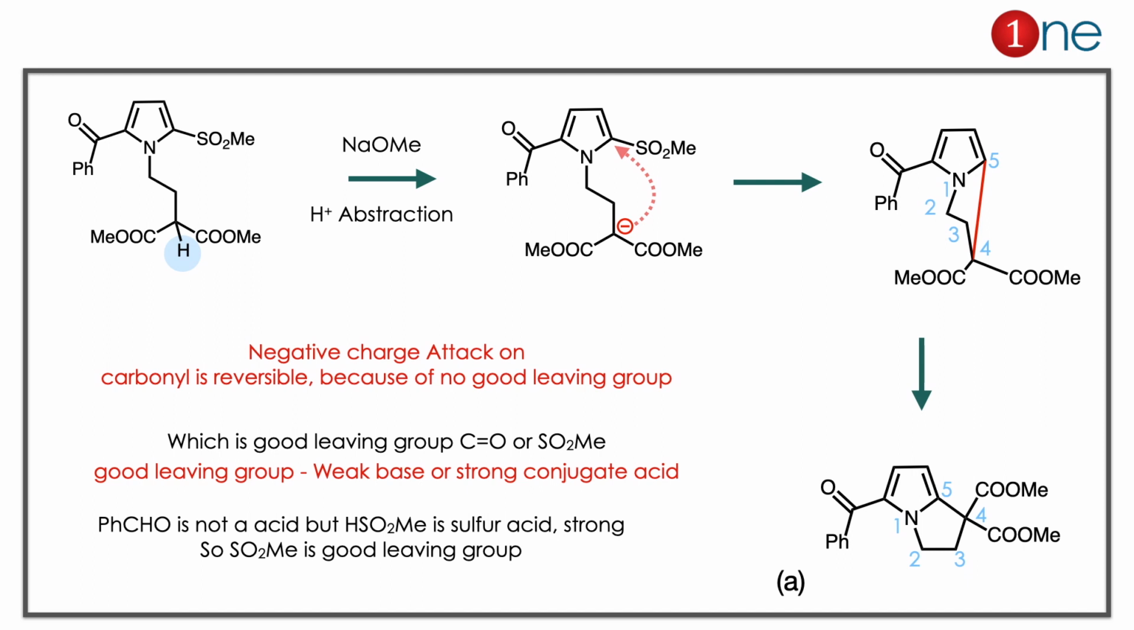The concepts you have to learn here: a carbonyl group without a very good leaving group, the reaction will be reversible. Second thing is the leaving group always has a high pKa of the conjugate acid, or you can say it's a weak base.